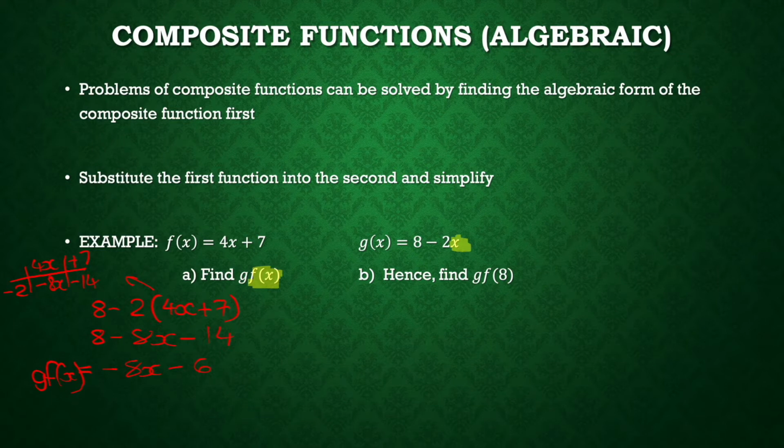Second bit, hence find g f of 8, so that's what we've done before. The difference is, last lesson you had to substitute it into one and then take the answer and substitute it into another. To find g f of 8, I can substitute 8 straight into this new function I found here. So I can go minus 8 lots of 8, because I'm substituting in 8, subtract 6. So I'll have negative 64 subtract 6, to give us negative 70. So it's all about substituting one into the other. This time we're substituting in whatever the second function is written into the first one wherever we see x.